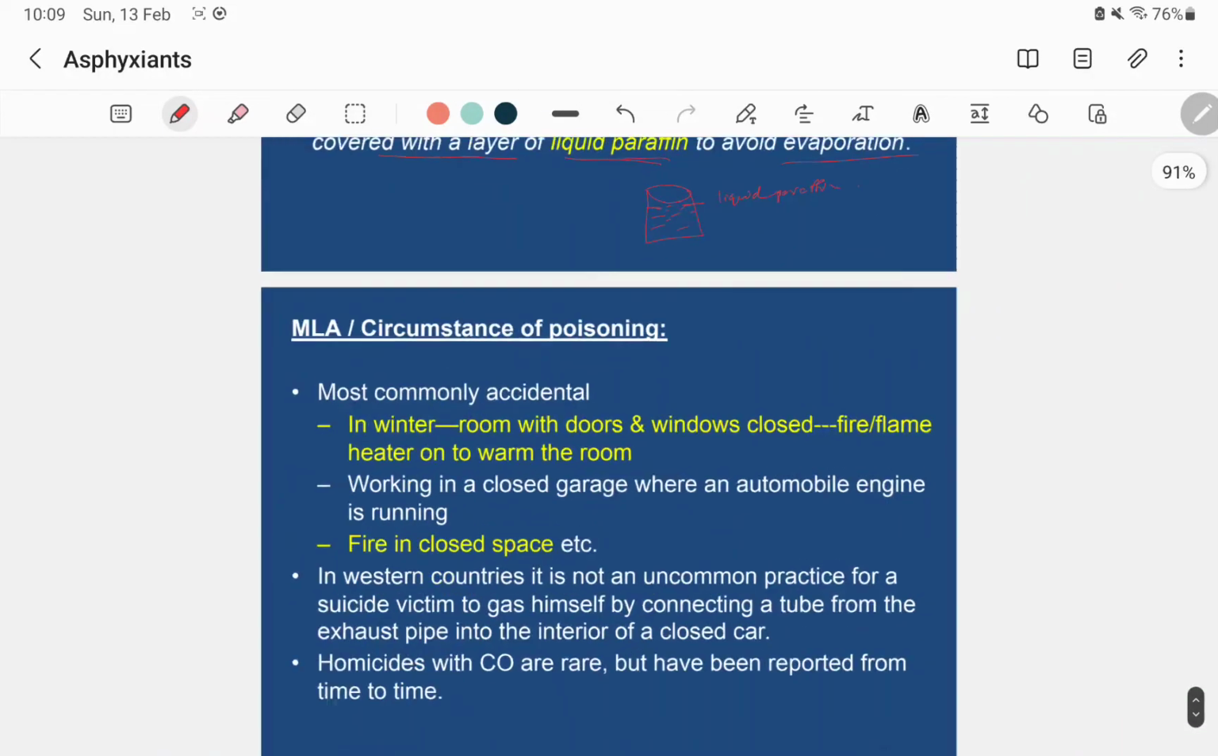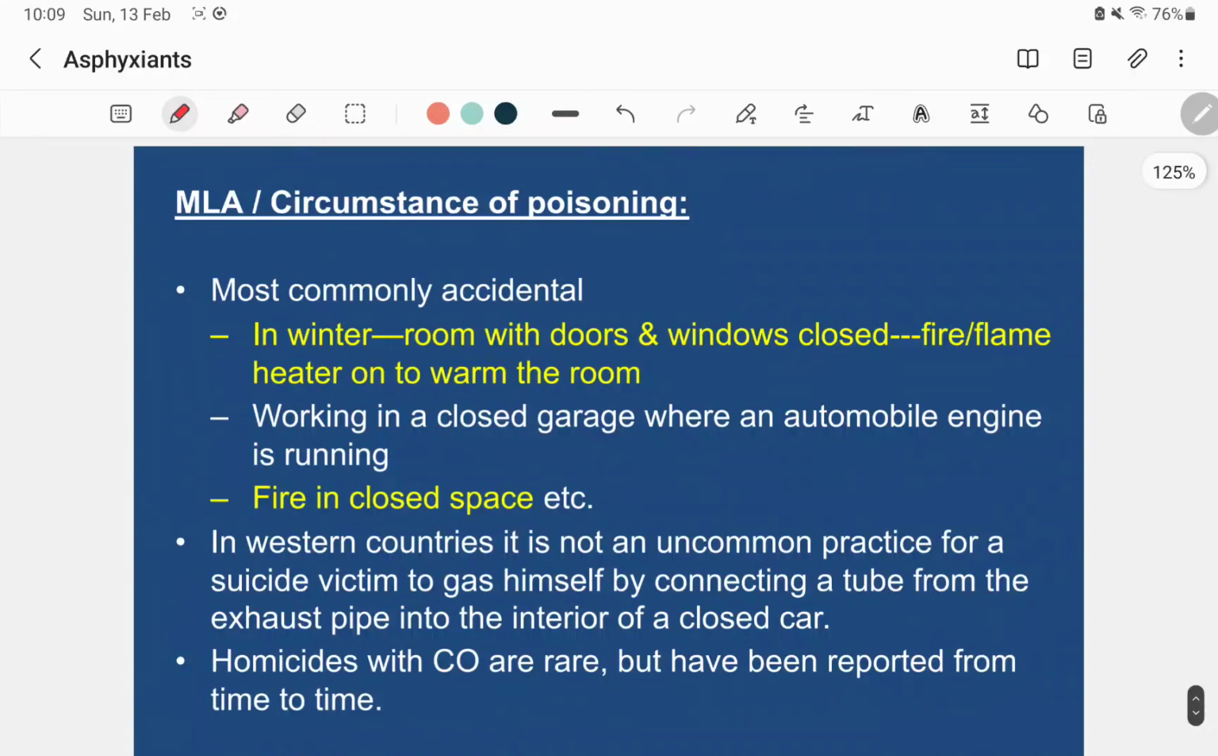So what is the medicolegal importance and circumstances of poisoning? We should know that, right? So most commonly it is accidental. In winter, rooms, doors and windows are closed and fire flames on the heater to warm the room, right? And then another is working in a closed garage where an automobile engine is running, okay, so these are also very common circumstances. And then another is fire in a closed space, okay.